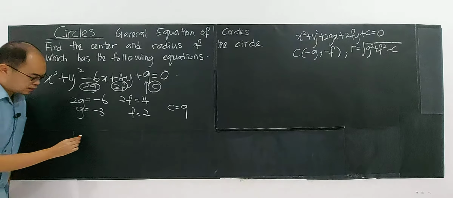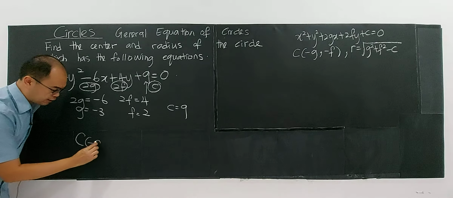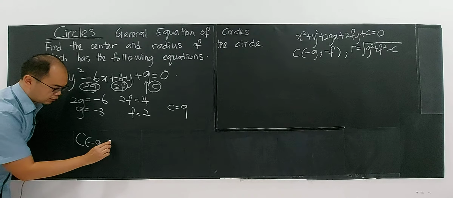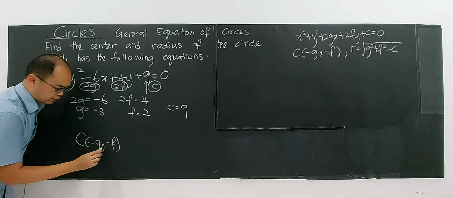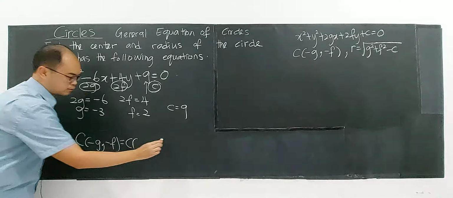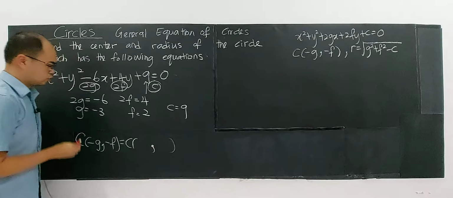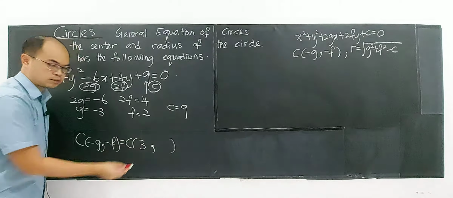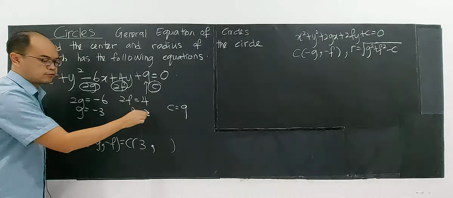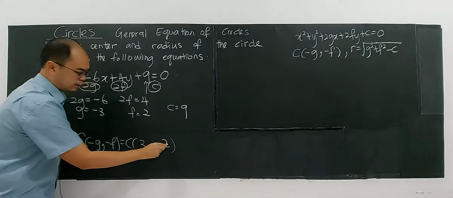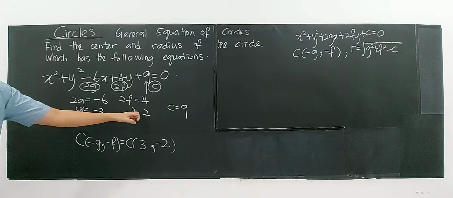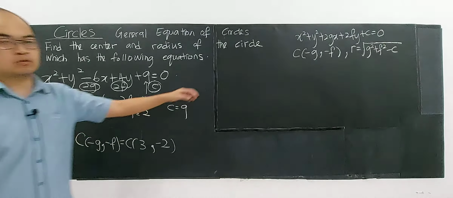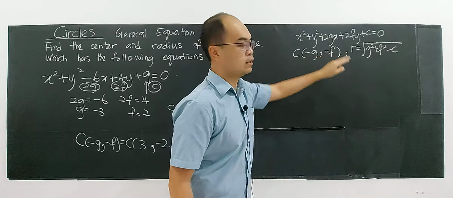Based on the formula, the center of the circle will be negative g, negative f, right? So just write it, negative g. So negative g means negative of a negative 3 will become positive 3. And negative of 2, negative 2. Negative f, right? So negative 2, according to this formula. We just negate the f.